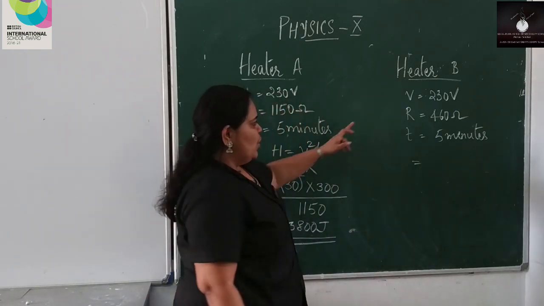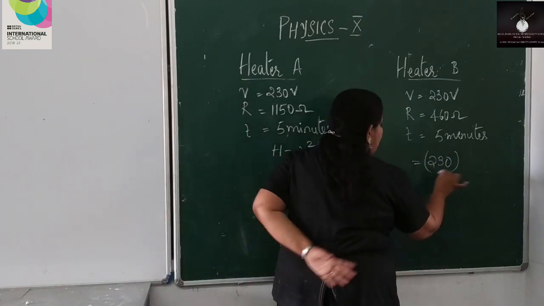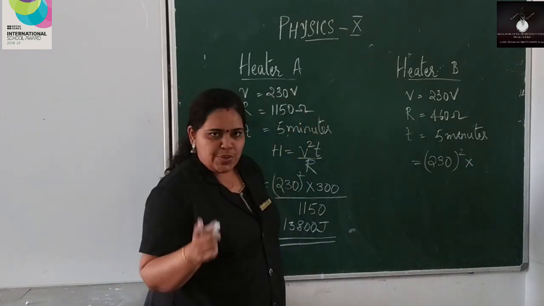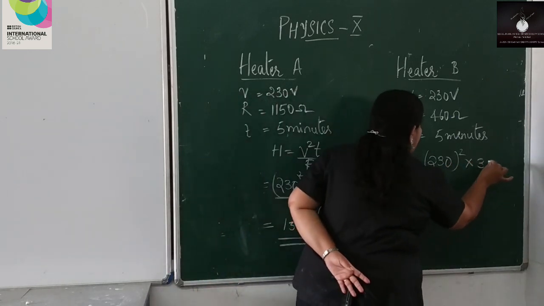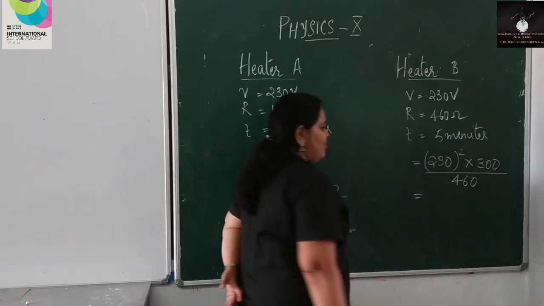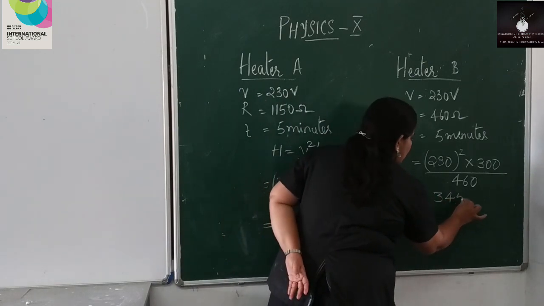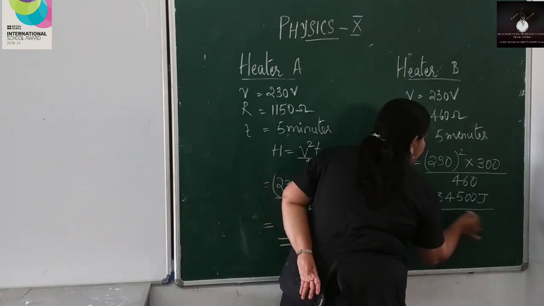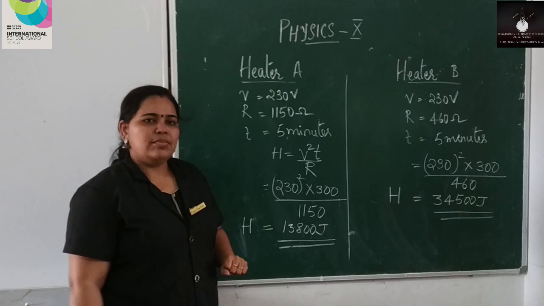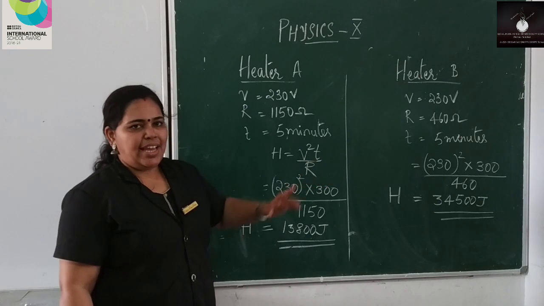Now take the case of heater B. Yes, we can substitute V square T by R. What is V square? 230 square into, it is also given in minutes, so you have to convert it into seconds. 5 into 60, 300 seconds. 300 divided by 460. Yes. The answer is 34,500 Joule. Did you get this answer? Now we have found out the heat produced in heater A and B.